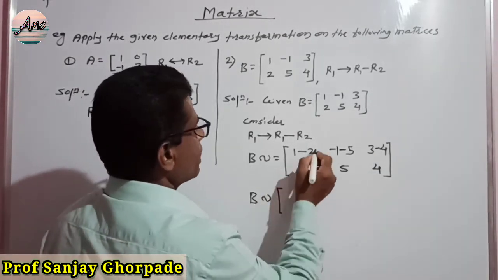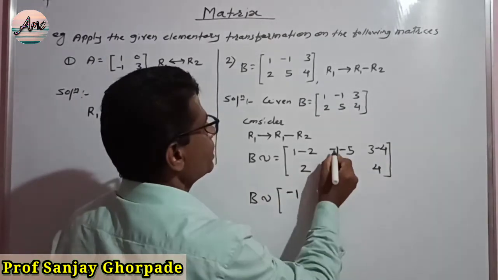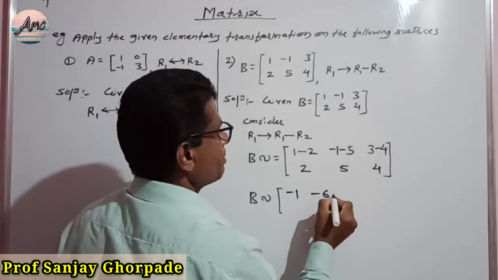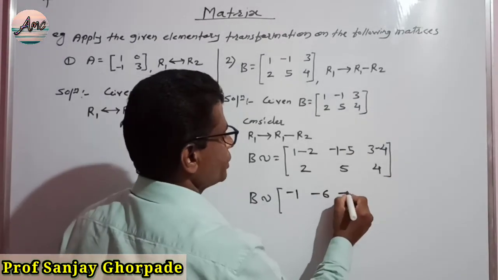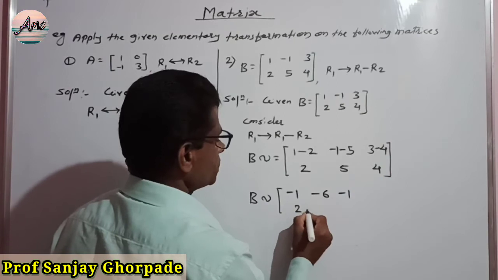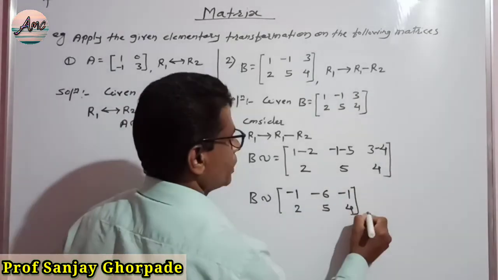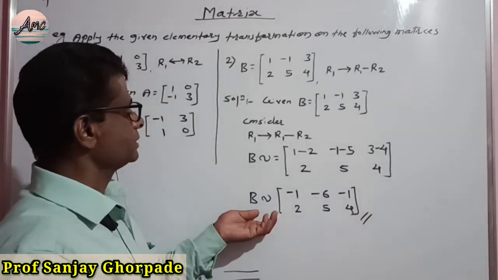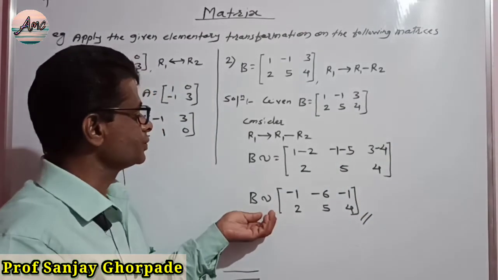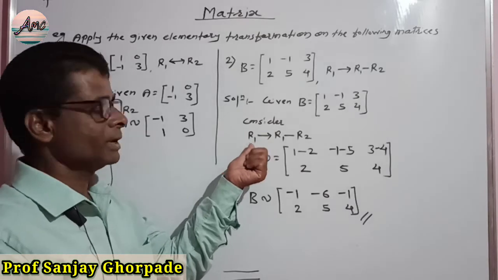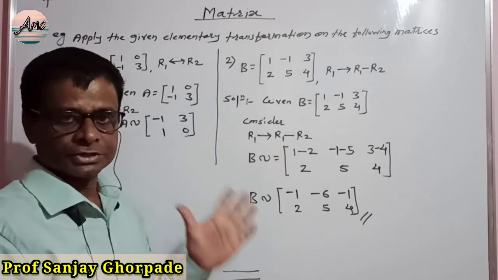B is equivalent to 1 minus 2 is minus 1, minus 1 minus 5 is minus 6, 3 minus 4 is minus 1. So the second row will remain as it is: 2, 5, 4. So this is the matrix which is obtained by performing this row operation.